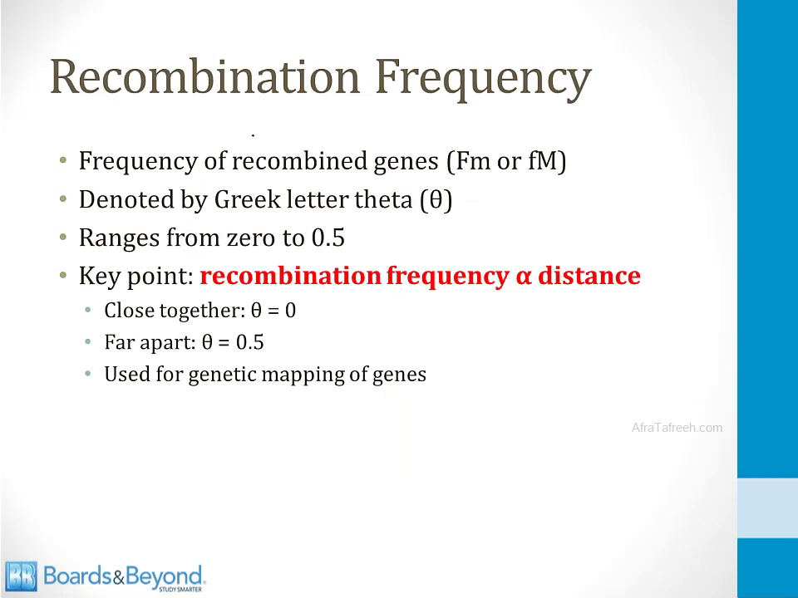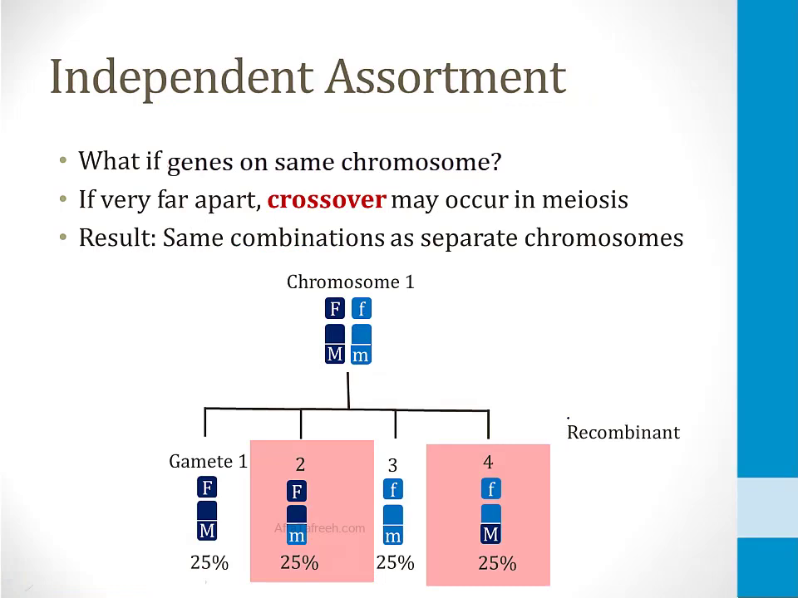So now we can define an important term known as recombination frequency. This is the frequency of recombined genes. In the example we went through on the last few slides, this would be gametes with a capital F lowercase m or a little f capital M. Recombination frequency is denoted by the Greek letter theta, and it ranges from 0 to 0.5. If we go back to this slide here, in this example, genes F and M were very far apart, and the frequency of recombined gametes was 50%. This would be a theta of 0.5.